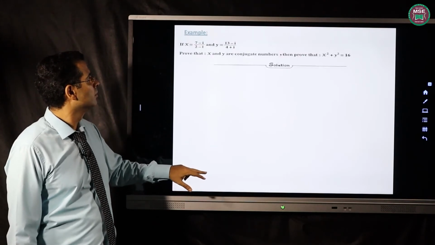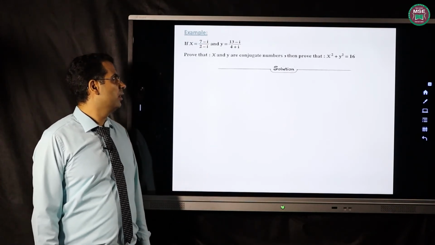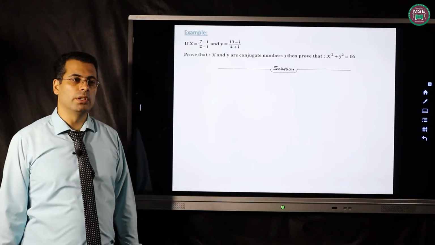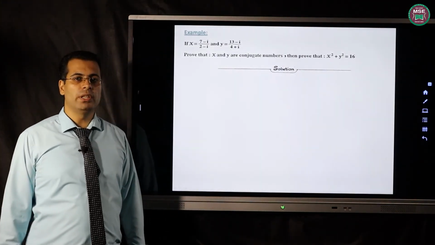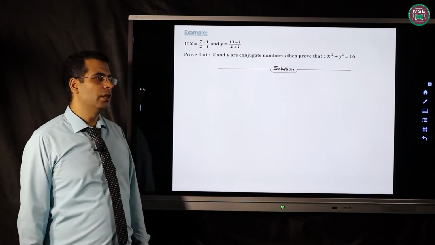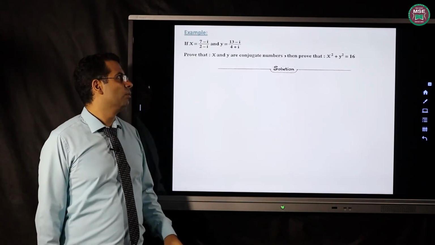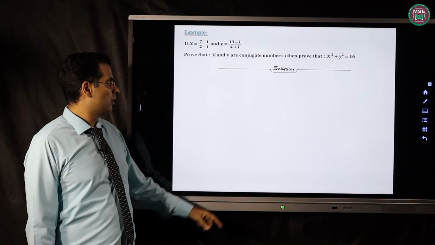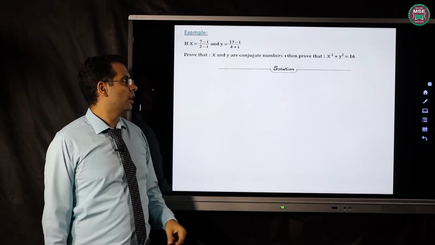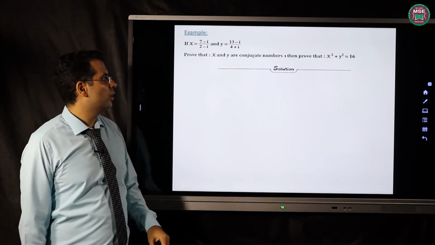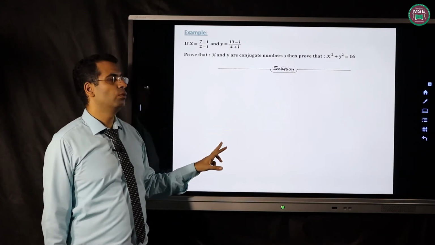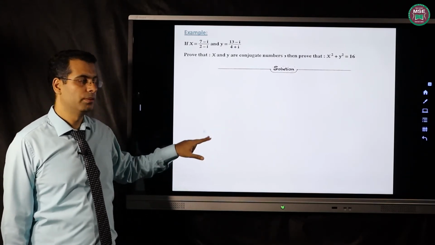Example: x equals 7 minus i over 2 minus i. We have an imaginary part in the denominator, then you must remove it. How? By multiplying the conjugate of the denominator up and down. Also here, we must multiply the conjugate of 4 plus i up and down. And we want to prove that x and y are conjugate numbers. After that, prove that x power 2 plus y power 2 equals 16.